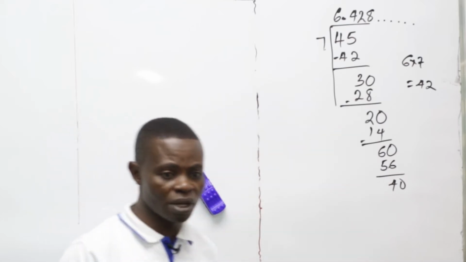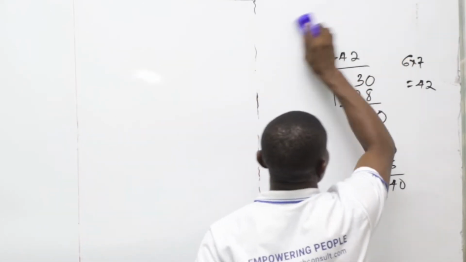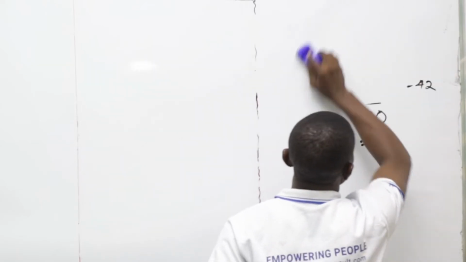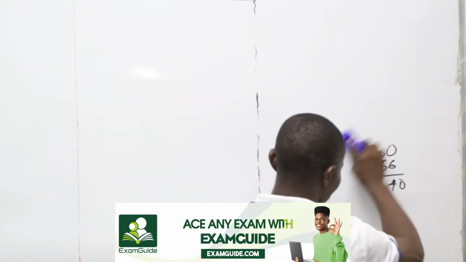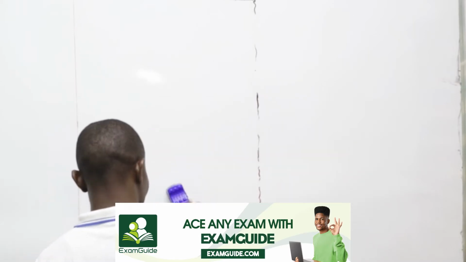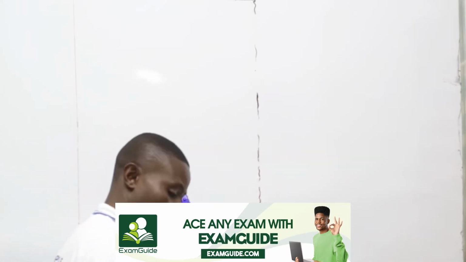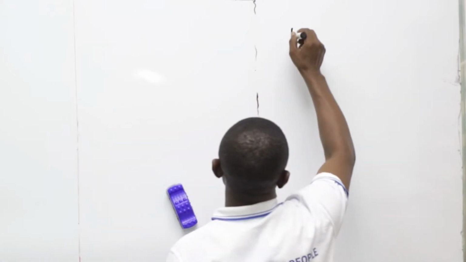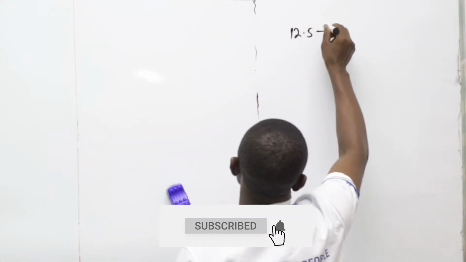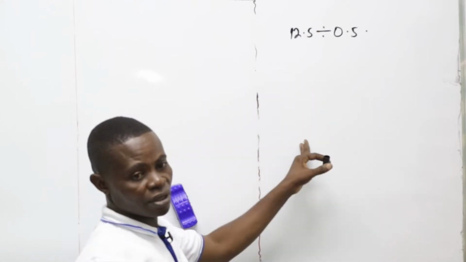Then we still have another one, the decimal points one. To every whole number, this is what you do: think about the number of times that particular number will go into it. Let us choose 12.5 divided by 0.5.